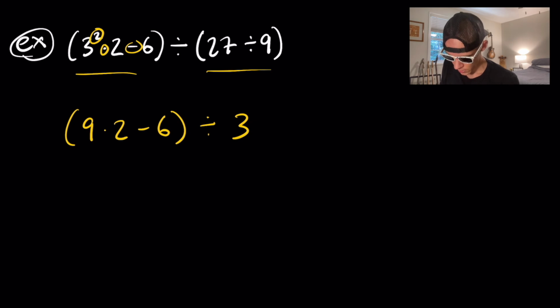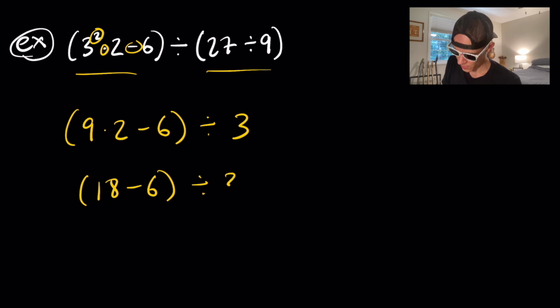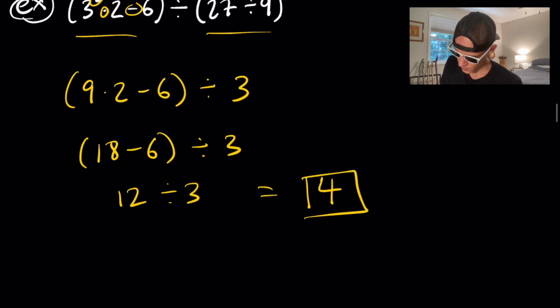Okay, over here, I still have multiplication and subtraction. So I'll do the multiplication first. 9 times 2 is 18, so I'll have 18 minus 6 divided by 3. And then do that last subtraction. I'll have 12, parentheses go away because we're done in there, divided by 3 is equal to 4.